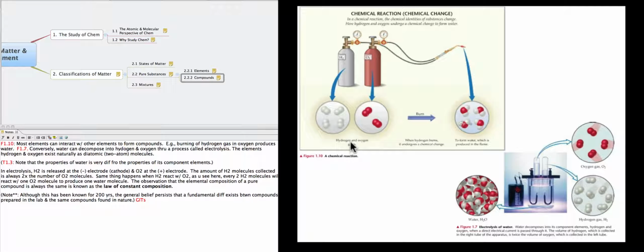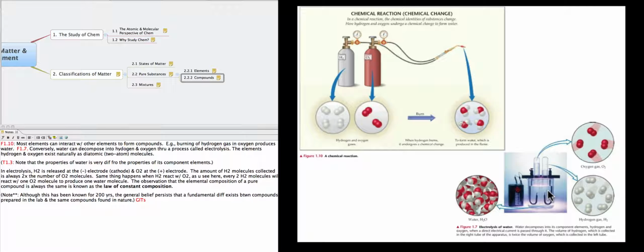Most elements can interact with other elements to form compounds. For example, burning of hydrogen gas in oxygen produces water, and conversely, water can decompose into hydrogen and oxygen through a process called electrolysis. The elements hydrogen and oxygen exist naturally as diatomic or two-atom molecules. In electrolysis, basically hydrogen is released at the negative electrode or the cathode, and oxygen is released at the positive electrode or anode.